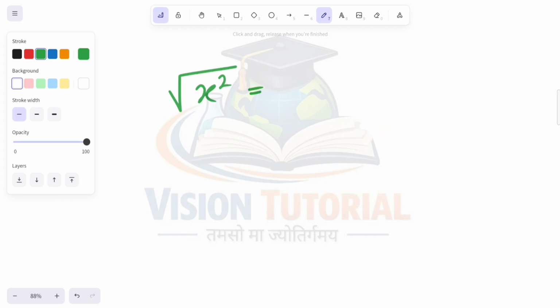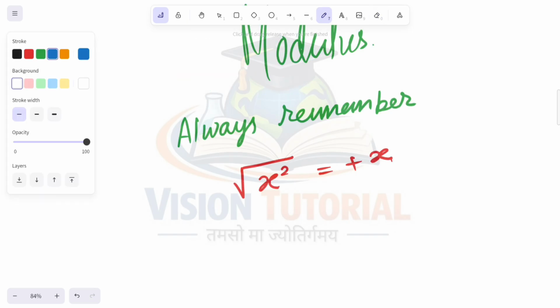So friends, always remember, square root of x square is modulus of x. That's not simple x. And if it is modulus of x, then square root of x square is always positive.